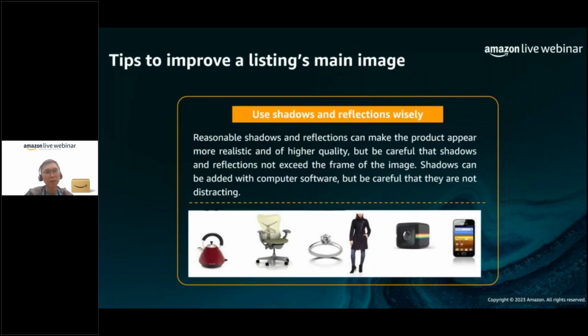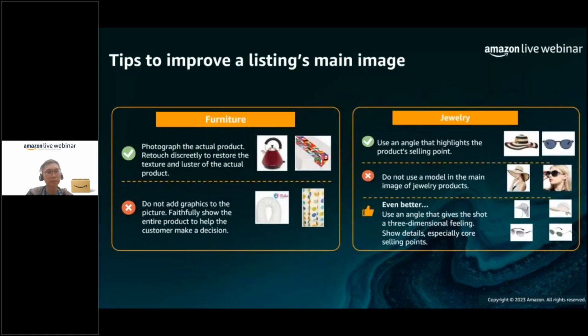So the key tip is, use your shadow and reflection wisely if your product does have requirements like that. All right. Be careful, as having additional elements might look nicer, but they should not be too distracting to your main image. These are just some tips on what is considered a good graphic and what is considered bad images that you should not use.